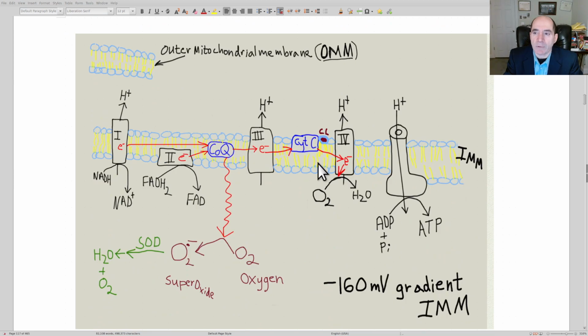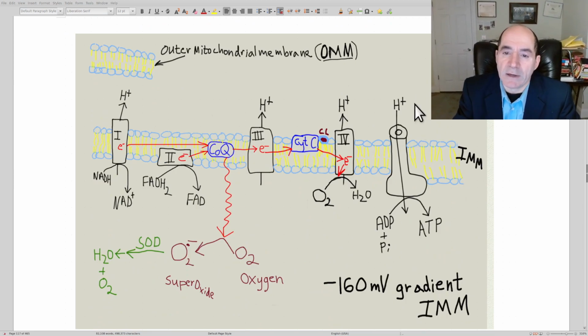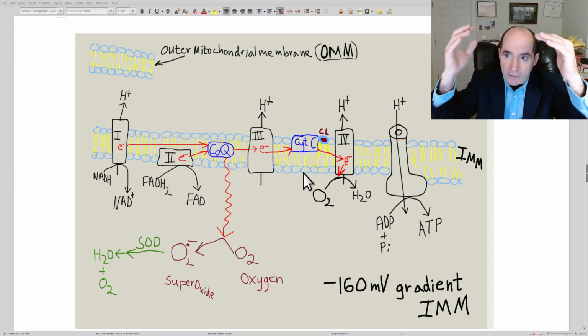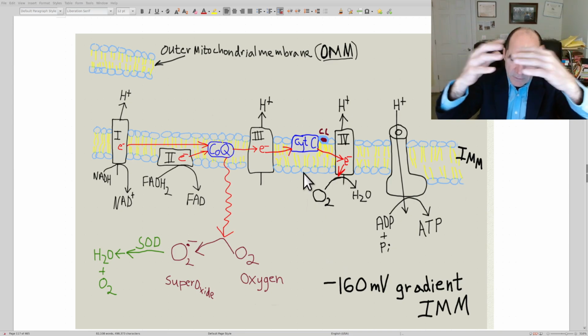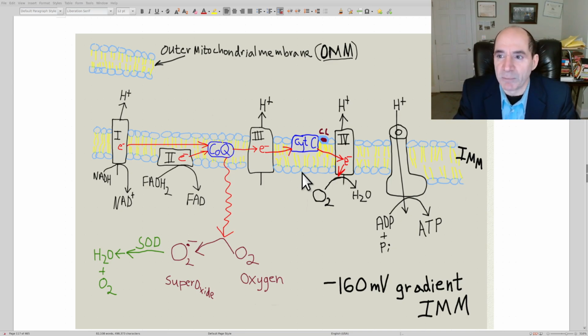And it generates an incredible gradient. This is the biggest electrical gradient in the human body that I'm aware of. It's about negative 160 millivolts, meaning that because you're pumping all these positive charges into the intramembranous space, the charge of the intramembranous space relative to the mitochondrial matrix inside the inner mitochondrial membrane is negative 160 millivolts. That's an incredibly high charge. A neuron, which is very electric, has a membrane charge of like negative 65 or negative 70 millivolts, okay? So this is an incredibly high gradient. This is like your electric production factory, a coal-burning electric plant, okay?